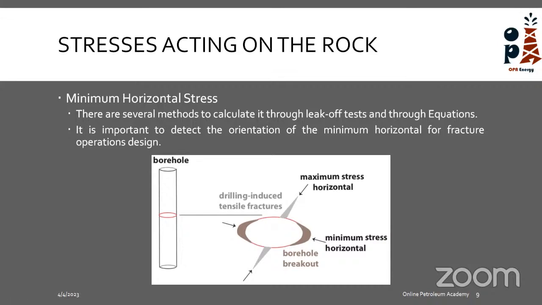On the other hand, the maximum horizontal stress is estimated using equations only. Okay. So there are two ways to estimate the minimum horizontal stress, which are a leak off test or equations, but the maximum horizontal stress is only estimated using equations. The minimum horizontal stress will be perpendicular to the drilling induced tensile fracture, or the fracture propagation in case you have carried out a fracture operation, okay? But the maximum horizontal stress will be perpendicular to what are called borehole breakouts, and we will cover how we can estimate them from the logs.